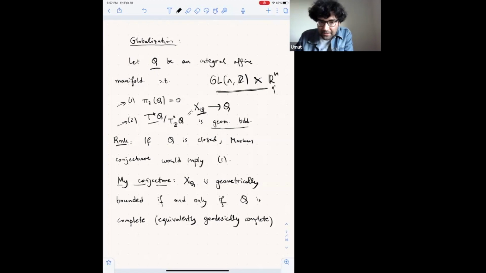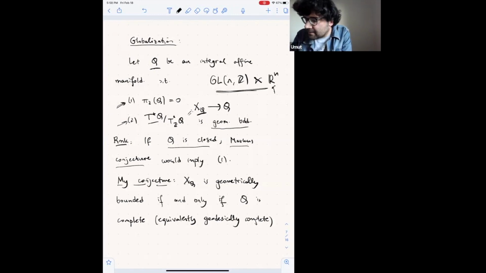And the assumption is that I should be able to do Floer theory on this. So I assume that this is geometrically bounded. Now, if Q is closed, then geometrically bounded is of course not an assumption. That's automatic. But the first one, pi 2 being the second homotopy group being 0, is also not such a strange condition, because there is a conjecture called the Markus conjecture. The Markus conjecture says that an affine manifold, which is not necessarily integral, is complete, or geodesically complete, which are equivalent, if and only if there is a parallel volume element.